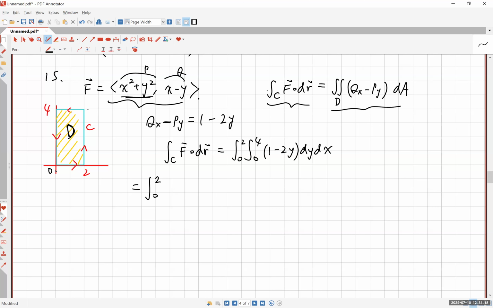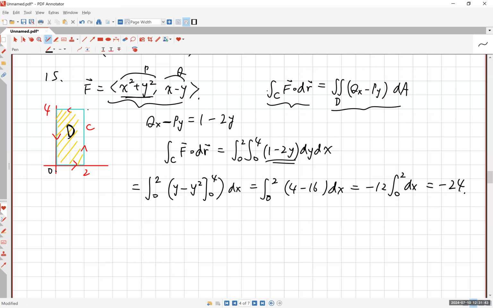The rest is easy. You integrate this with respect to y, you get y minus y squared. And so let's calculate that. That's 4 minus 16 minus 0. So that's negative 12. And then you just have the integral from 0 to 2 of dx. That's negative 24.